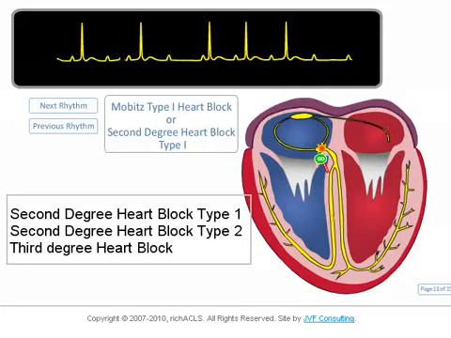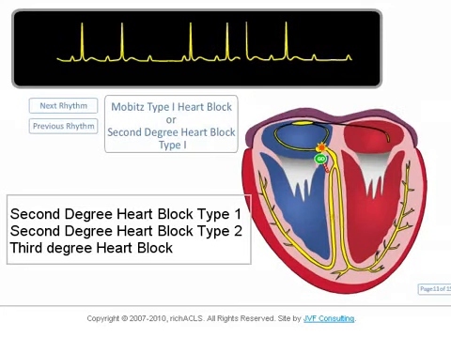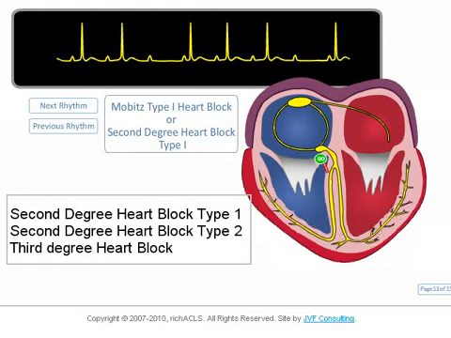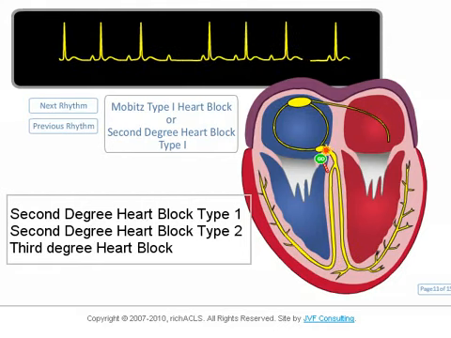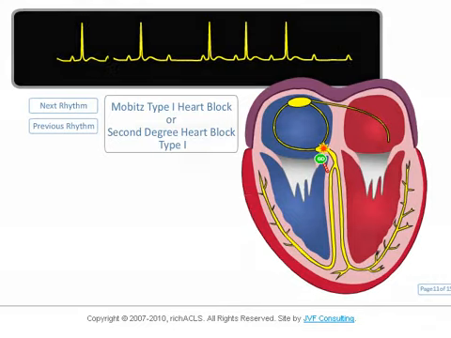In this video, we will discuss three atrioventricular blocks: second degree heart block type 1, second degree heart block type 2, and third degree heart block.